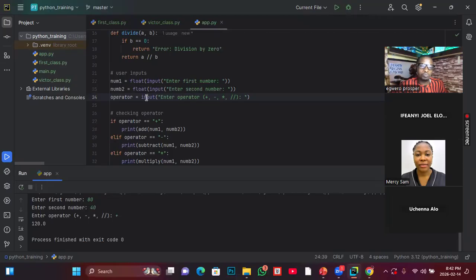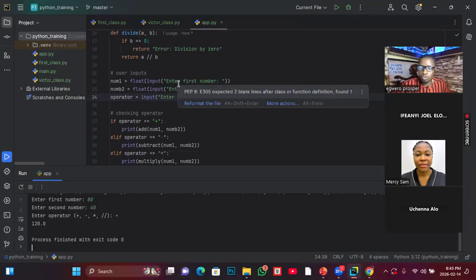Make sure that you practice and you understand the concepts, because tomorrow's session we are going to use more of these if statements and the rest of them.